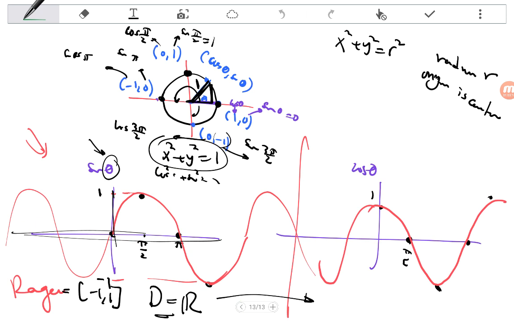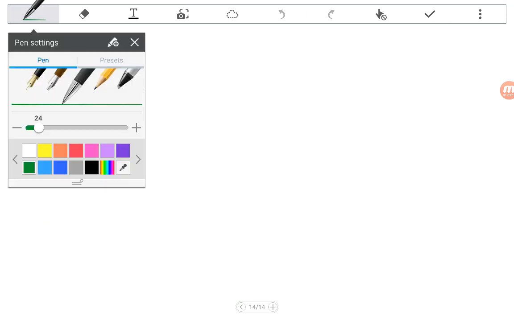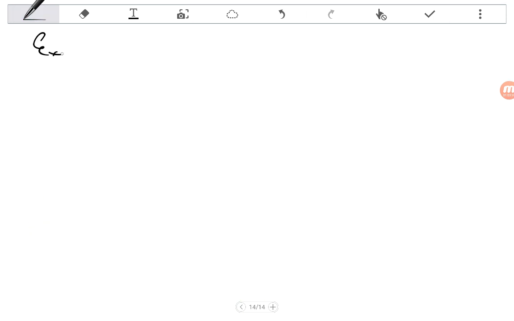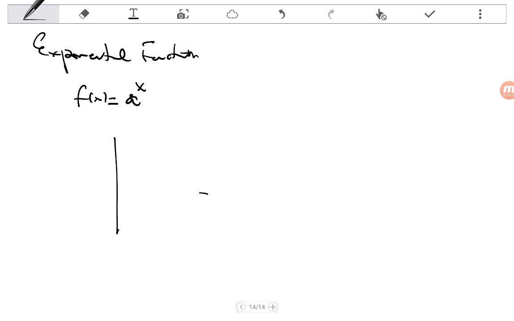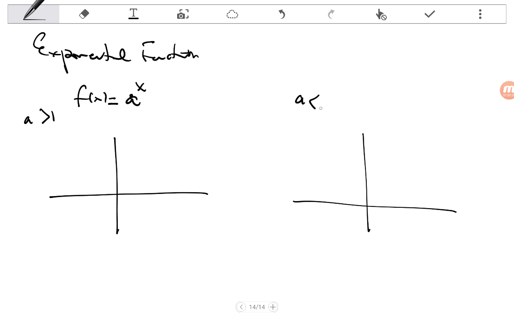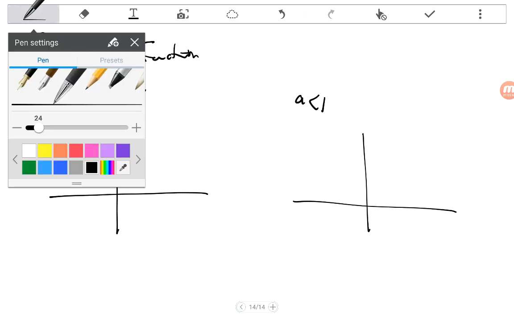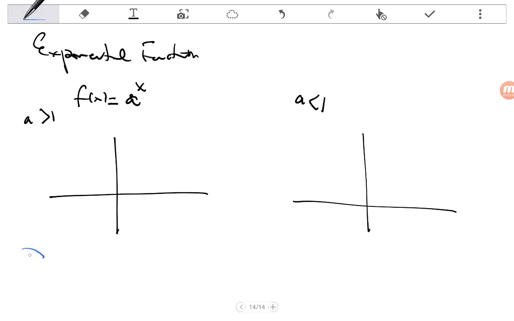Okay. Also, we have to know the exponential function. What is the exponential function? The exponential function is called f of x is equal to a power x. It either has this graph or this graph, for a greater than 1 or a less than 1. If a is greater than 1, it is just like 2 power x.